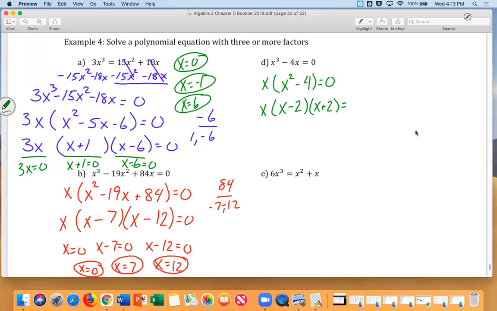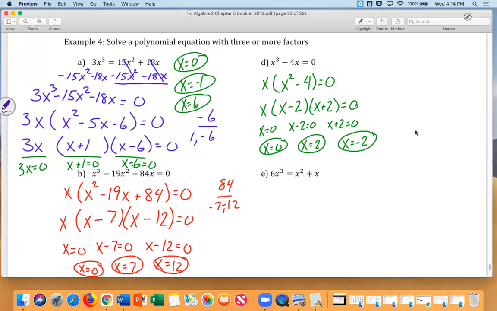You can check me on that. You can unfoil it if you want. So I have x equals 0, x minus 2 equals 0, and x plus 2 equals 0. So I have x equals 0 as an answer, x equals 2 as an answer, and x equals negative 2 as an answer.